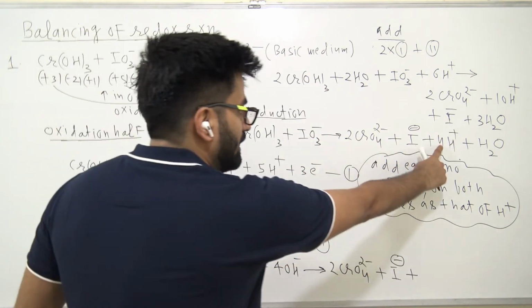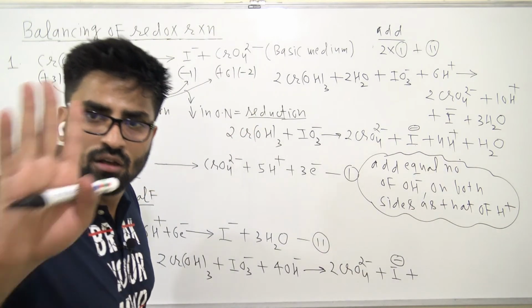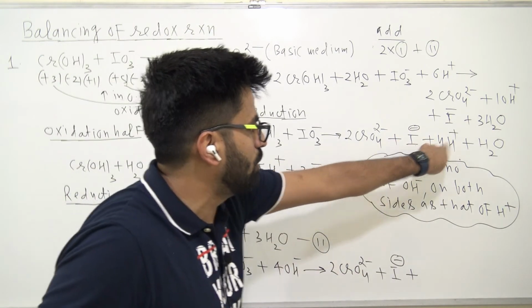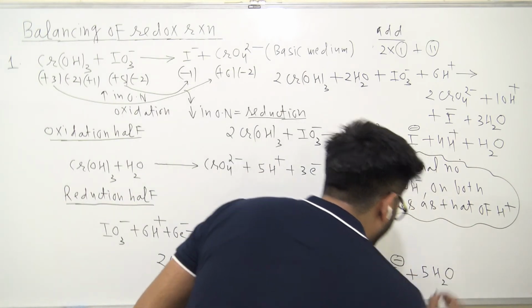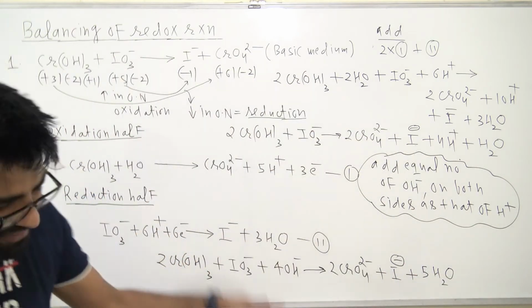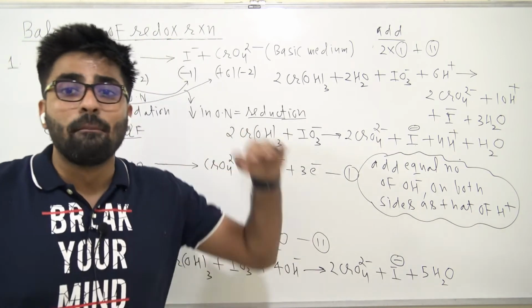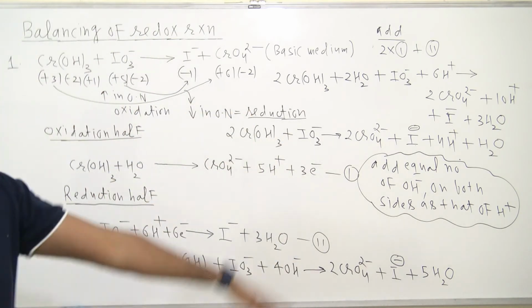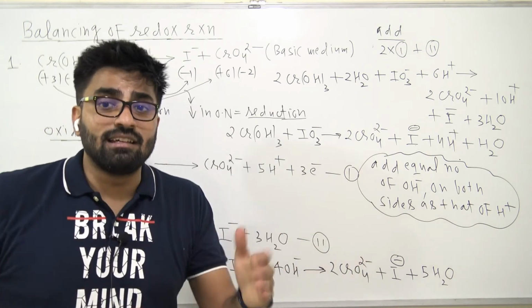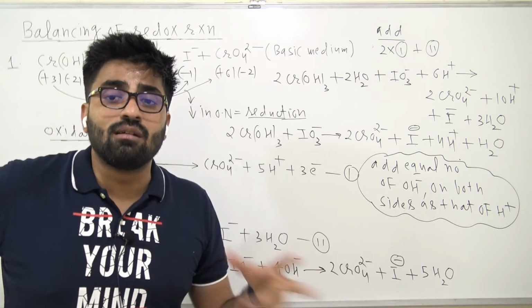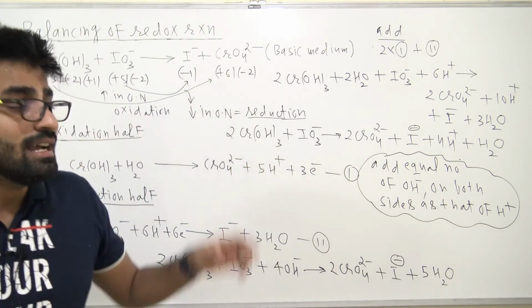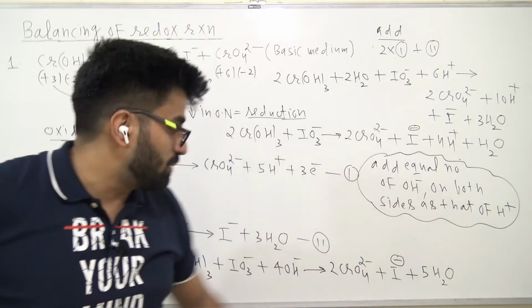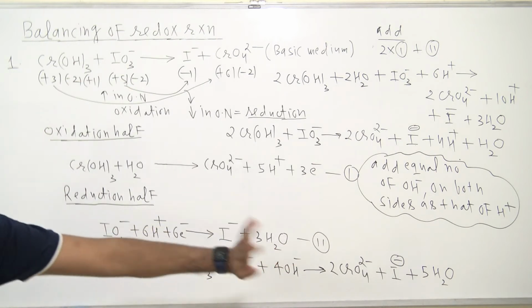So how much water will I get? 4H plus 4OH minus gives 4H2O, and 1H2O is also there, so it will convert into 5H2O, right? So guys, we have done the same thing as for acidic medium, but in the last step you should know this point: add an equal number of OH minus on both sides, and that number for OH minus will be decided by the number of H plus. So this is my final redox reaction.